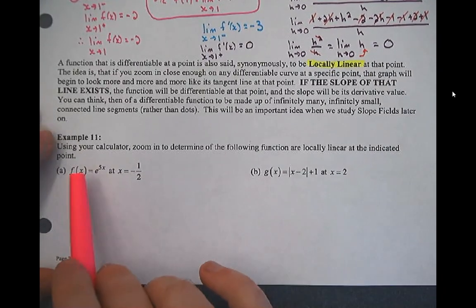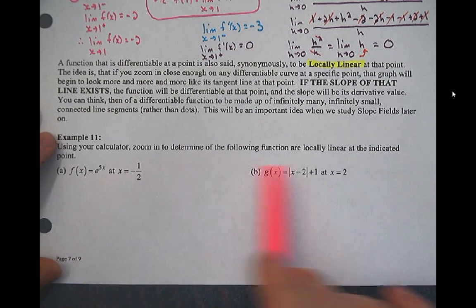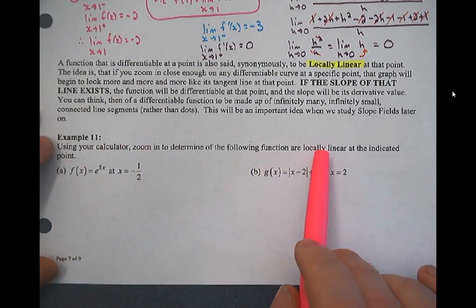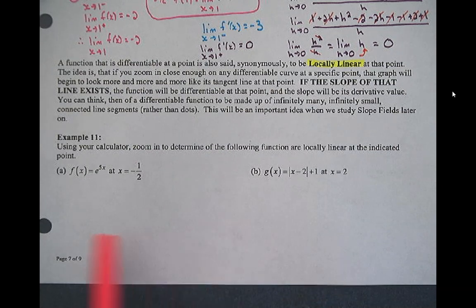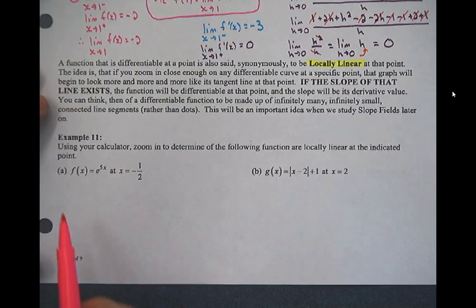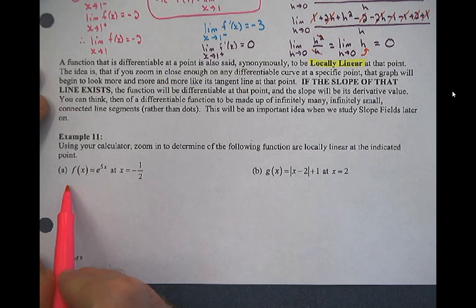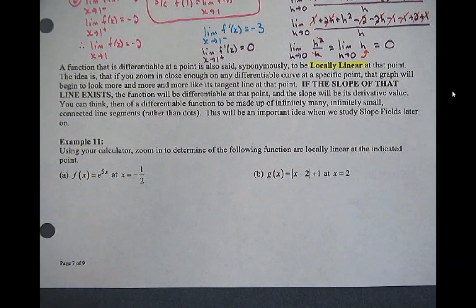So what we're going to do here is take a look at some functions and try to determine if they are locally linear at the indicated point. We're allowed to use our calculator. Now, we'll talk about it after. Well, actually, no, let's try this first. Pop quiz, make a sketch. Sketch the graph of e to the 5x.